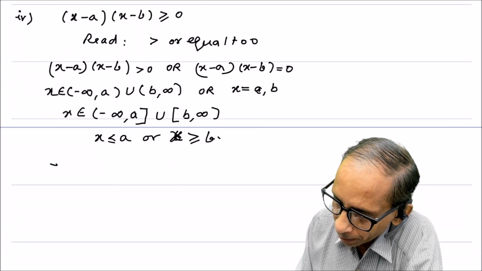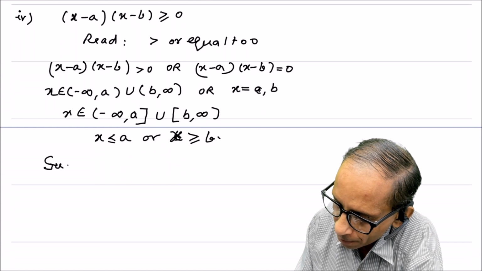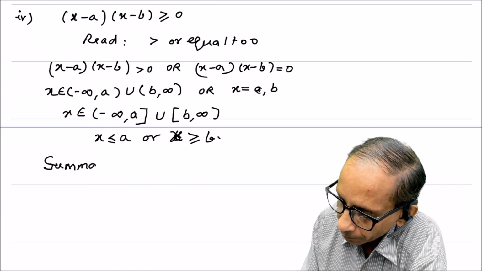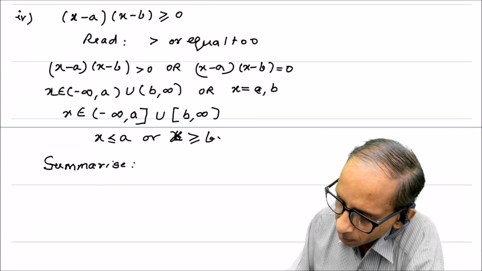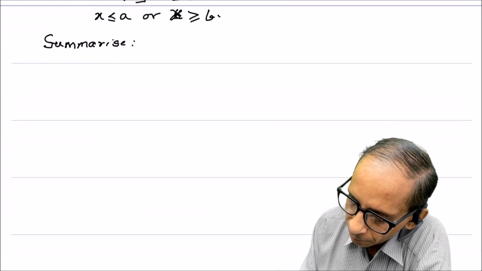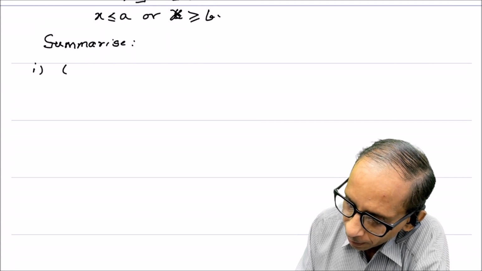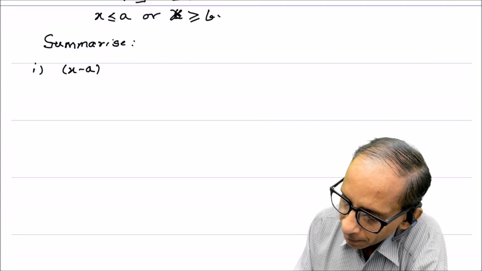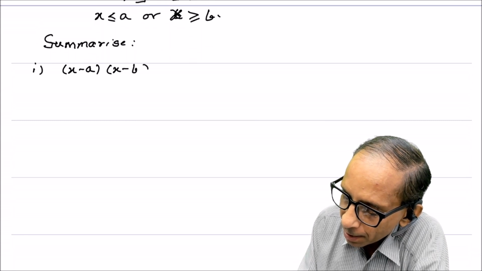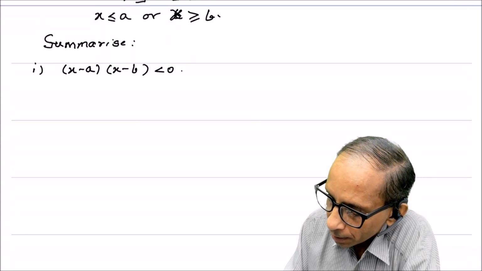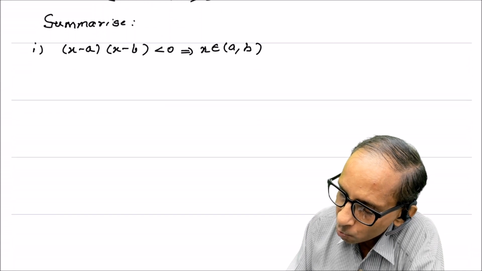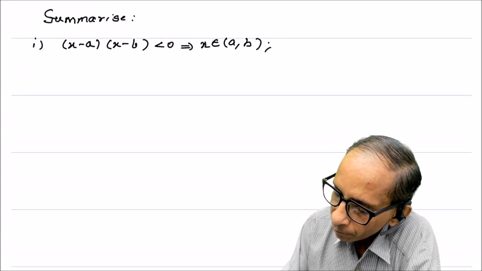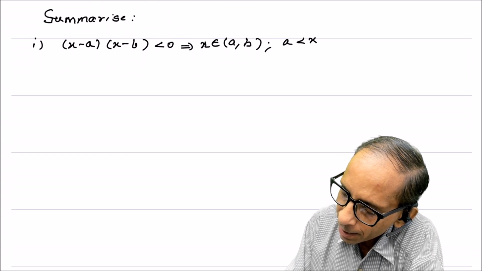Now let us actually summarize all the four things. First one that we had was x minus a, x minus b less than 0. This meant that x belongs to a comma b, or to say a less than x less than b.